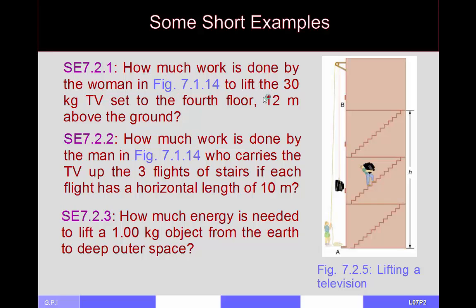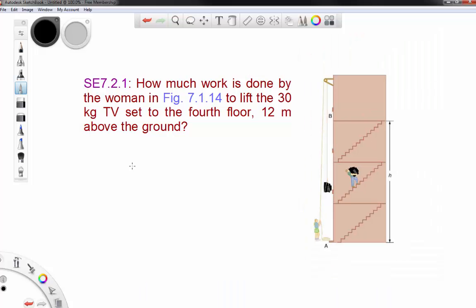How much work are we going to do if you are this woman who's trying to lift the television set all the way up to the fourth floor, which is about 12 meters above the ground? All right, this is the simple version. The ground is out here where this woman is standing, so that means that we are not lifting the object into space or anything. It's not a space elevator or something like that.